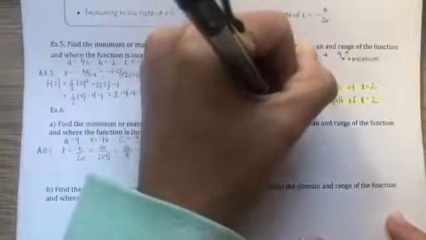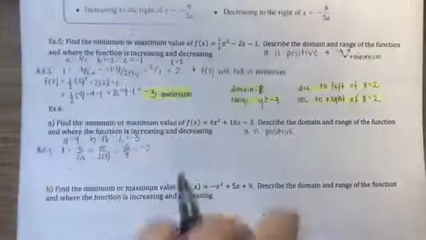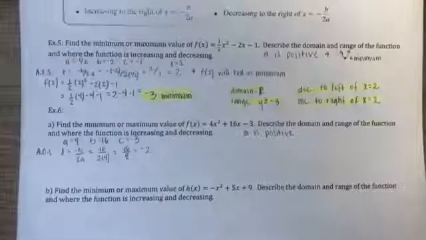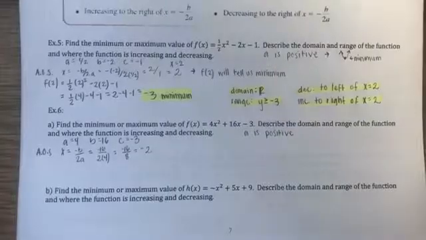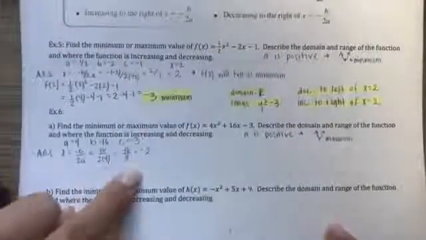And that's important to think about to decide whether you're getting a minimum or a maximum out of this function. So each parabola will have either a minimum or a maximum, not both. So a is positive, so that means the graph opens upward and we have a minimum at the vertex. So we just found the x-coordinate of the vertex.